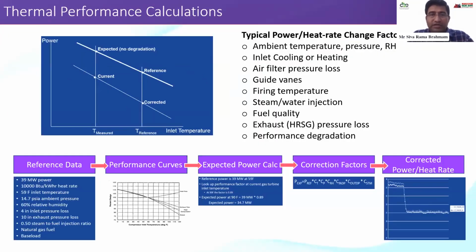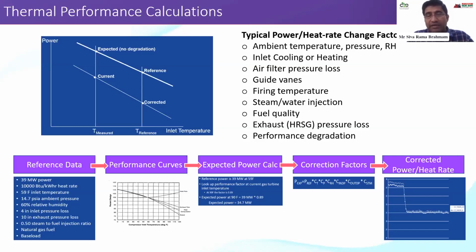Now, what does the performance calculation do? There is an expected or reference curve, basically the performance curves given at the initial base load, and this curve cannot be used directly because the actual reference temperature is different, the reference conditions are different, and the curves have to be retrofitted in such a way. So first we take the reference data and use the performance curves to calculate the expected power, and then use the correction factors to create the corrected heat rate.